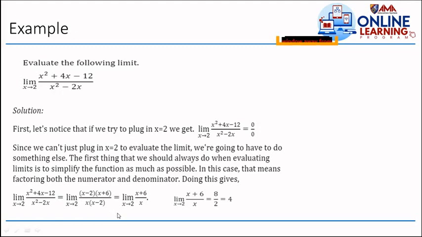So, we can now substitute our limit. 2 plus 6, we have 8, divided by 2. The answer is 4. Okay? And then, opo, sir.